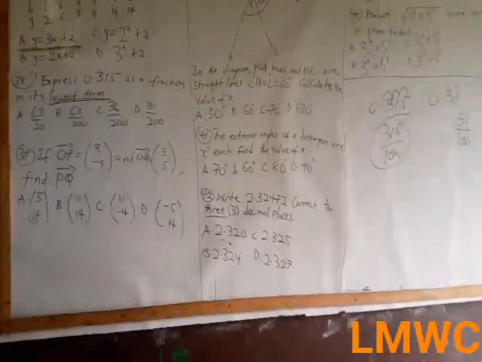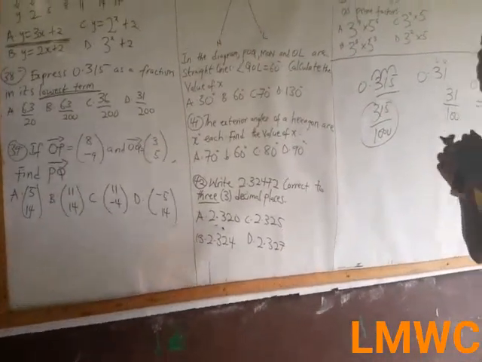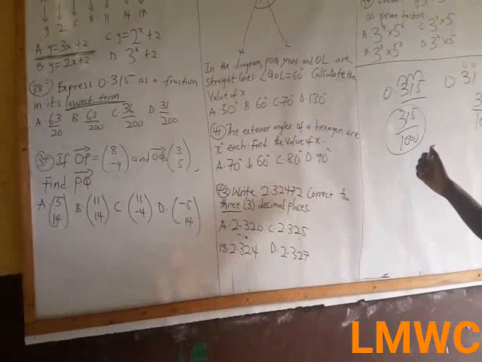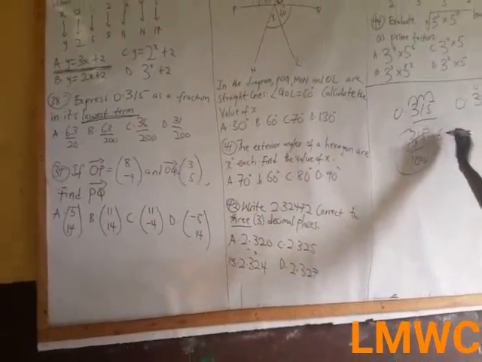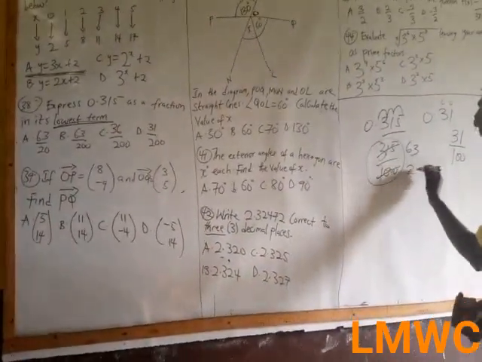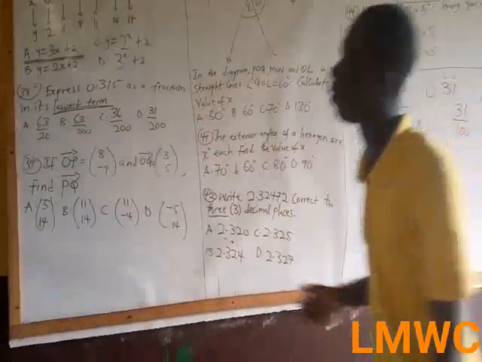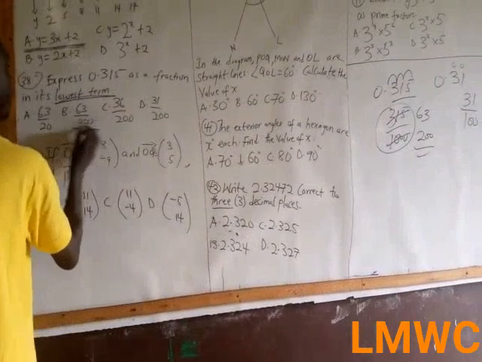But this time they are saying reduce it to its lowest term. So you cancel it out. You find a common factor or common divisor. 5 goes here, 63, and 5 goes here, 200. There is no common divisor again, no common factor. So our answer is B.